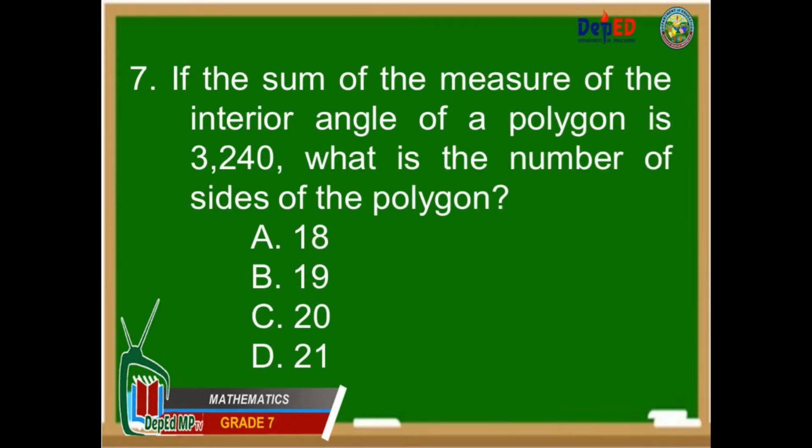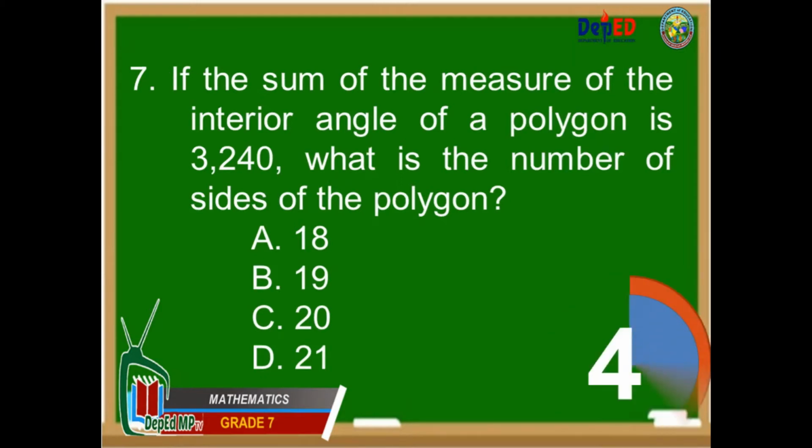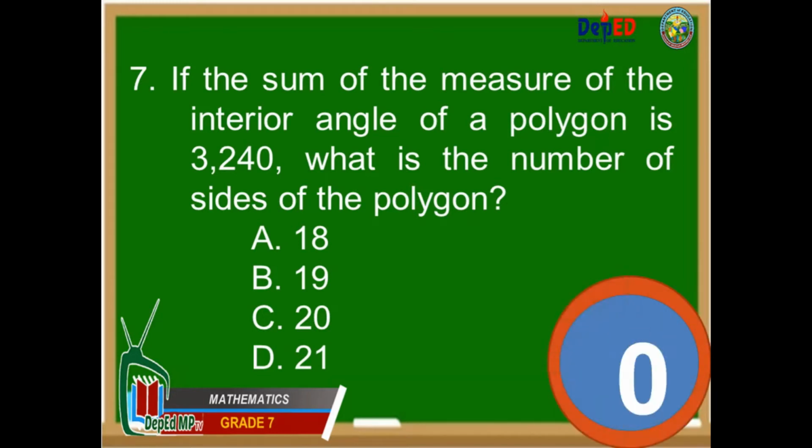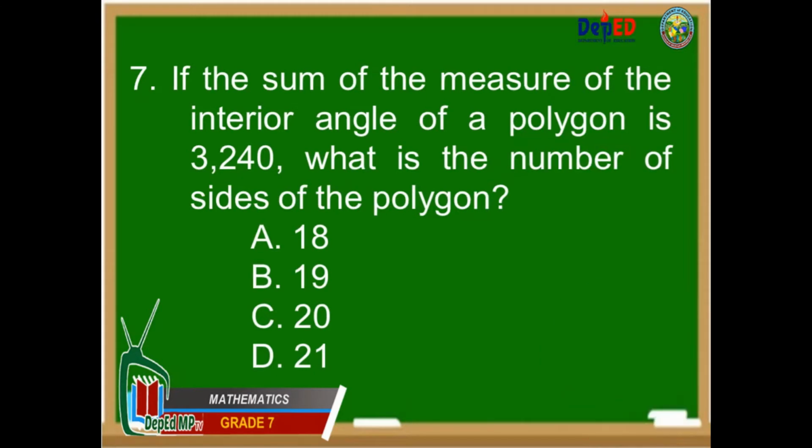Number 7. If the sum of the measure of the interior angle of a polygon is 3,240, what is the number of sides of the polygon? Letter A, 18. Letter B, 19. Letter C, 20. Letter D, 21. And the answer is letter C.